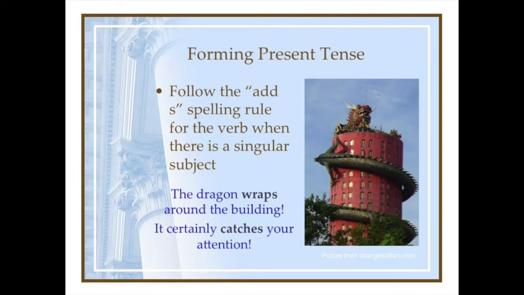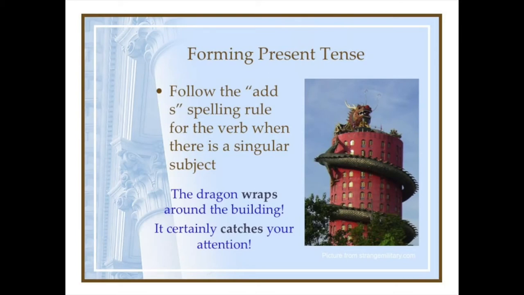If you have a singular subject, follow the add s spelling rule for the verb. So you might remember learning about this where you add just the s to a regular verb, you add es if it ends with s, x, ch, sh, etc., and drop the y and add ies when you have a consonant followed by y. Let's look at the examples on this page.